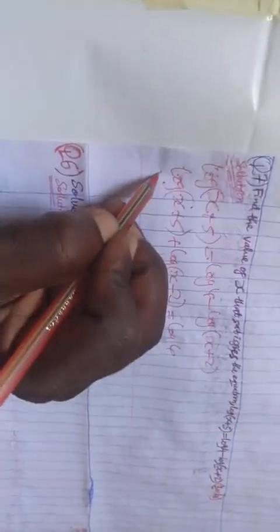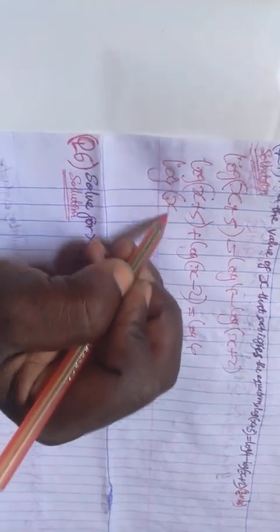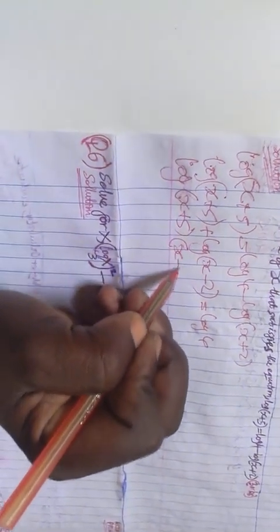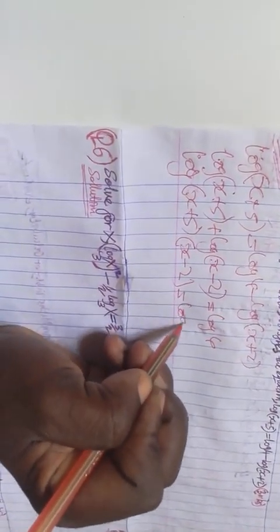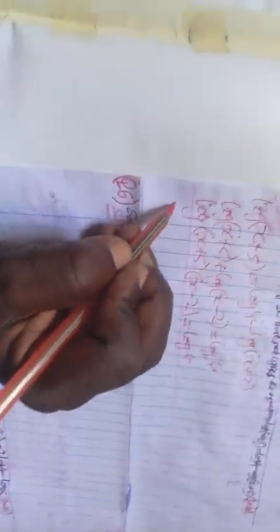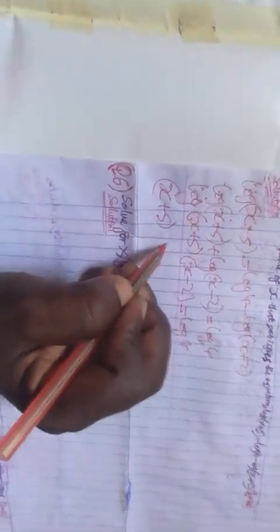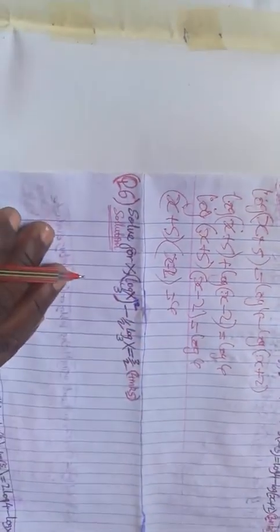Hence log of (x + 5)(x - 2) is equal to log 4. By dropping the logs on both sides, we say (x + 5)(x - 2) is equal to 4. Expand.